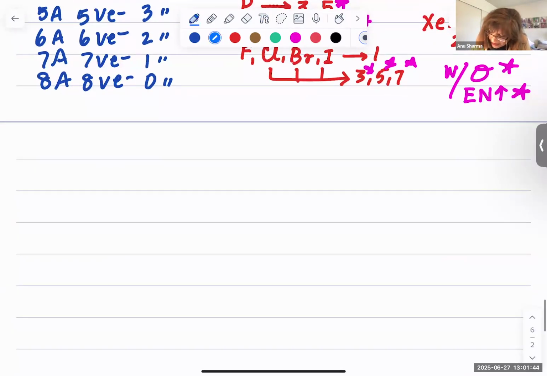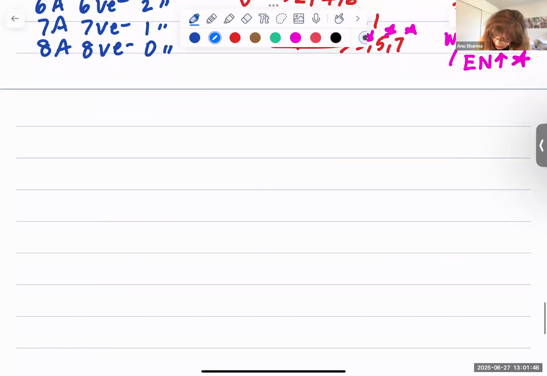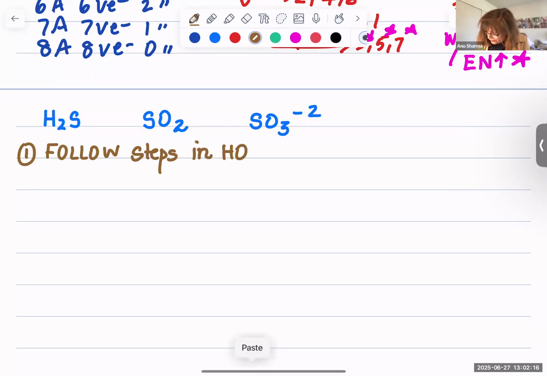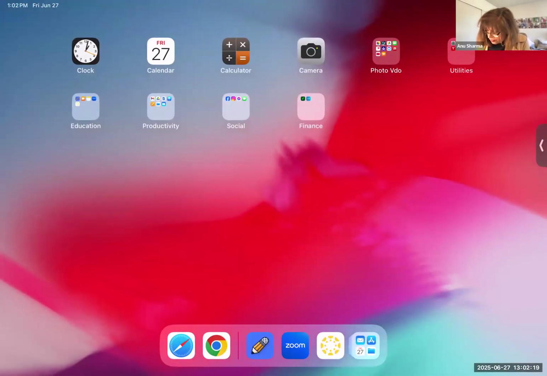Okay, so now let's look at the bonding of H2S versus SO2 and SO3 minus 2. I'm going to do these right now. Let's do H2S first of all. Now, for H2S, remember, you're going to follow the steps, always follow all the steps that are listed in the handout for making the Lewis structure. You're never going to go wrong.